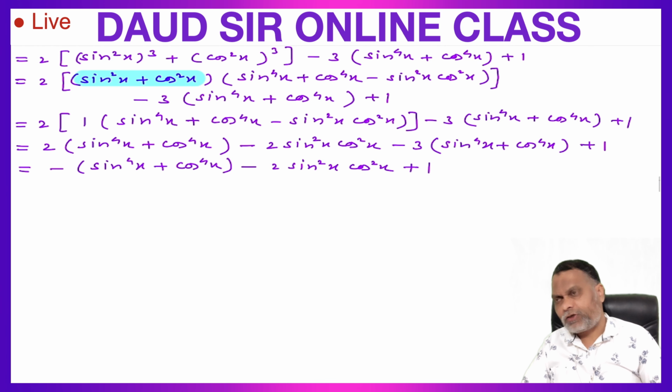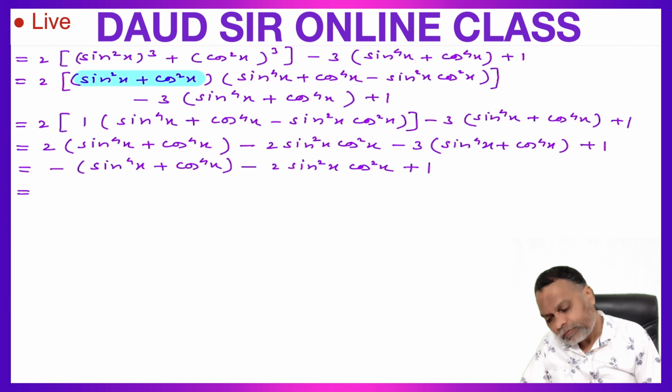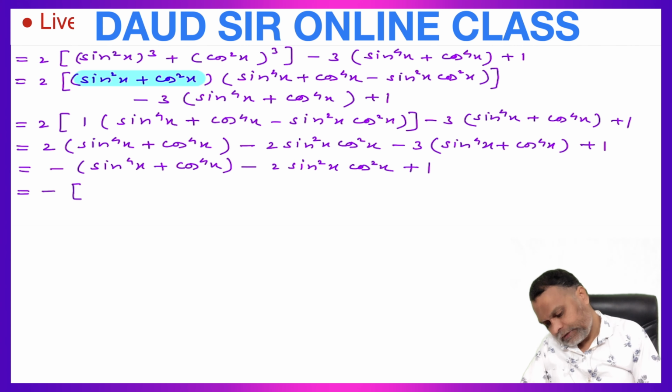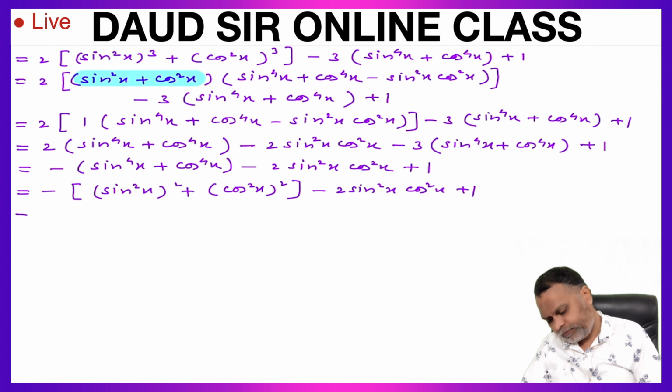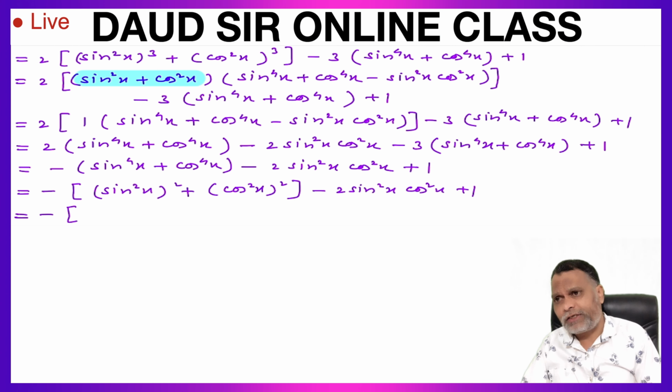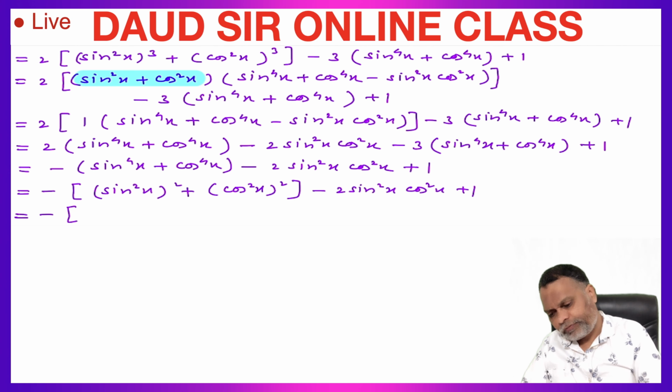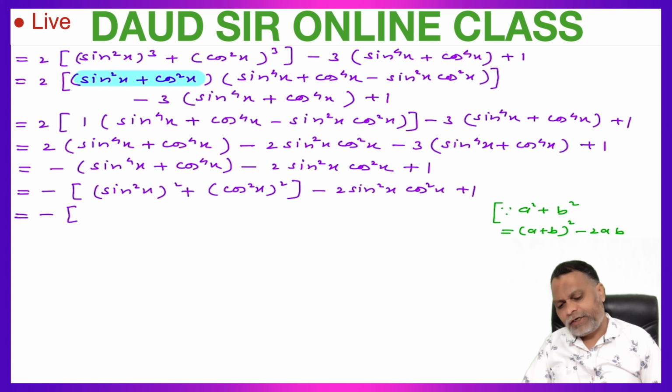Now we can solve this sin raised to 4 plus cos raised to 4. We can write this as (sin square x) whole square plus (cos square x) whole square, minus 2 sin square x into cos square x plus 1. Here apply the identity a square plus b square is equal to (a plus b) whole square minus 2 times ab. This identity we can apply here.